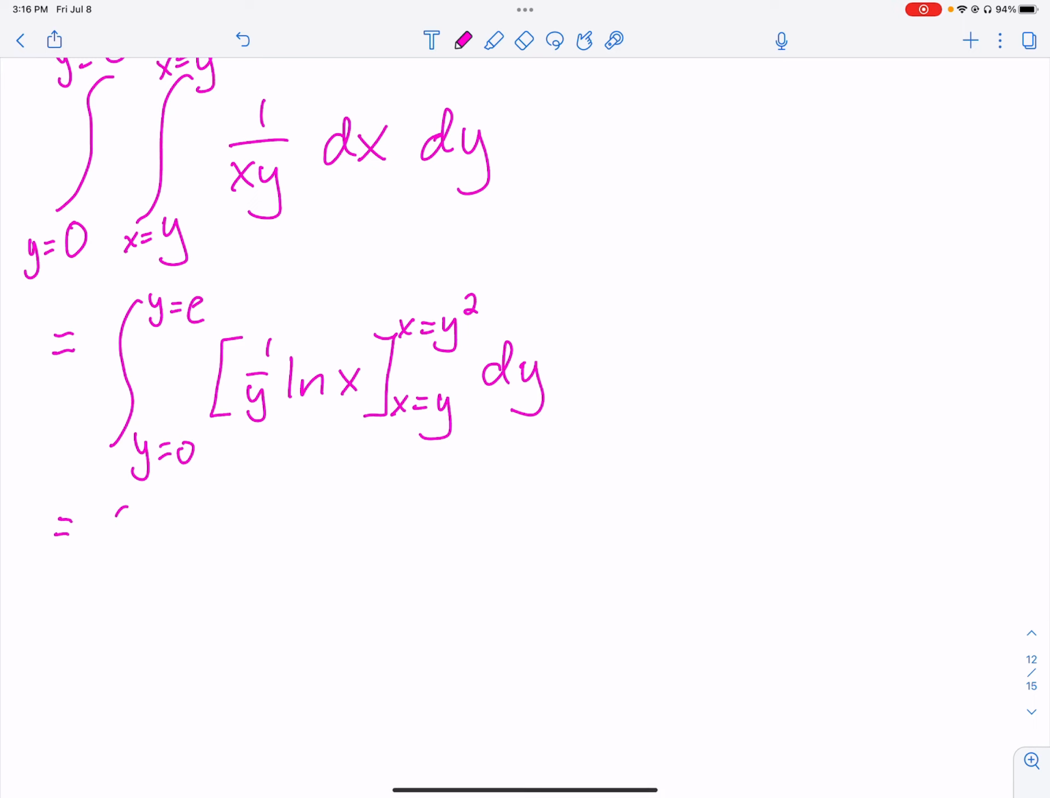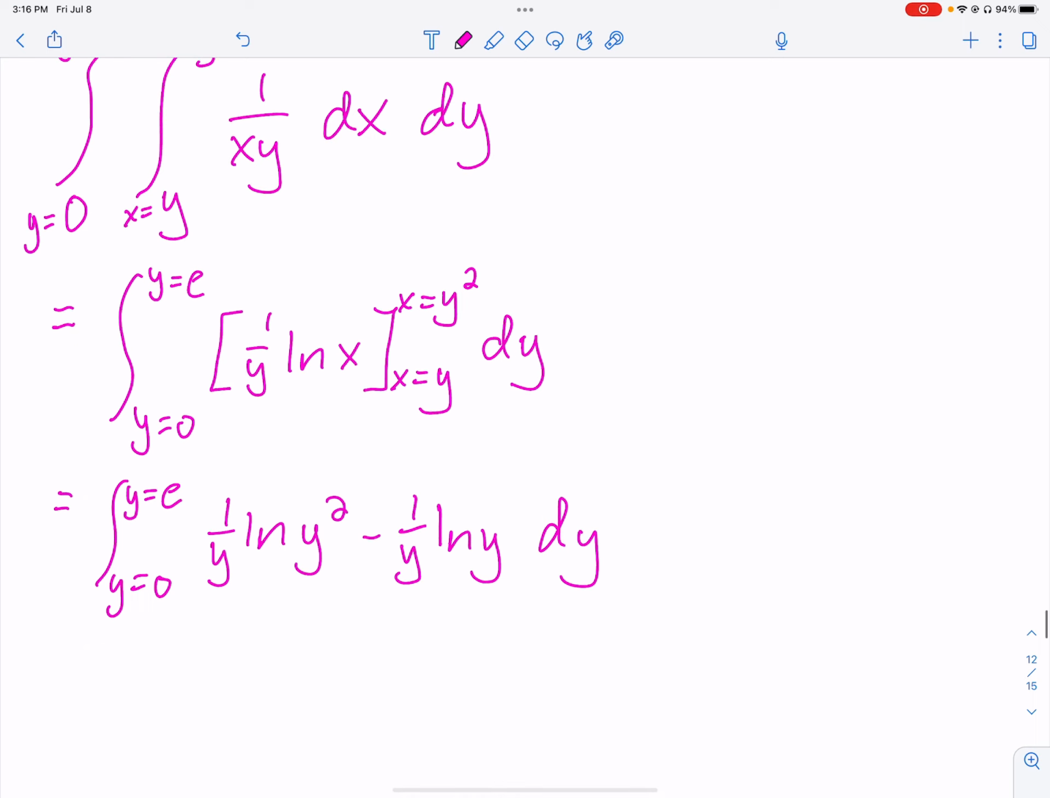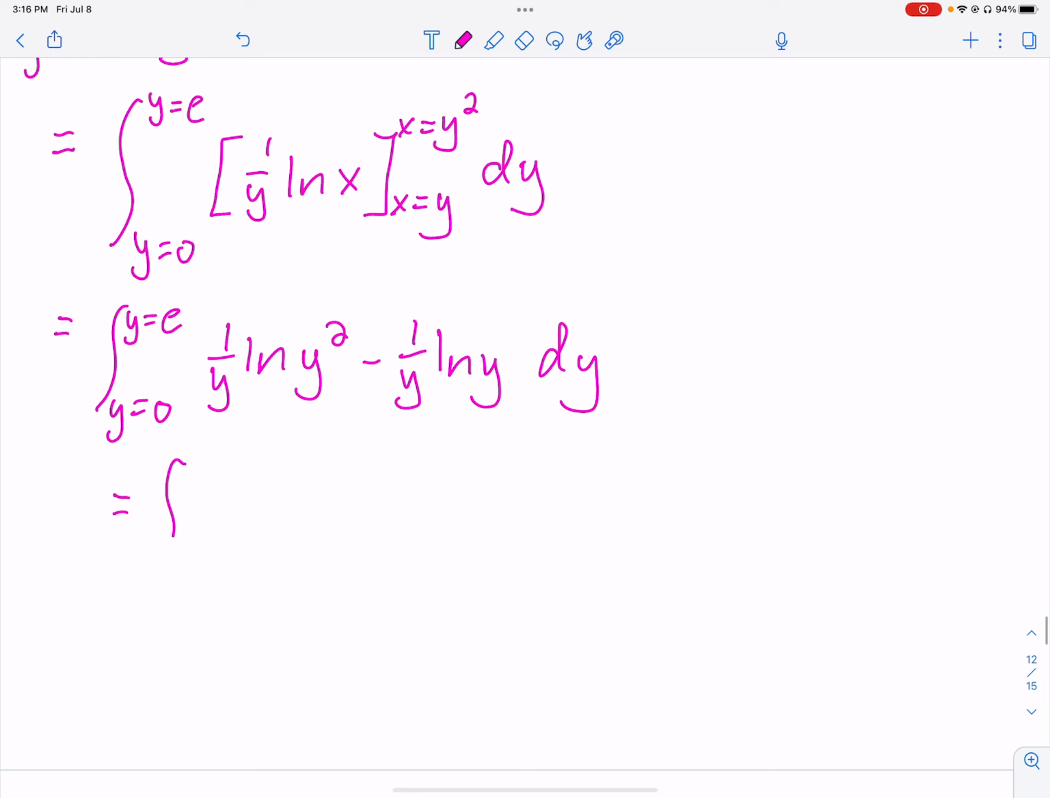Okay, I can evaluate that. So write down my bounds for the outside integral. And then the y squared, the y's go in there. I get 1 y ln of y squared minus 1 over y ln of y dy. We could probably put these together. So the integral, and I'm going to go ahead and drop my y's because that's all I have now.